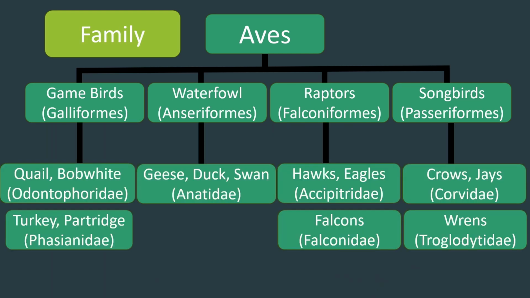Families would include more specific groupings of things, like how you would organize something on a bird list, or maybe if you like to organize your photos of birds this way, you're going to have things like crows and jays together, hawks and eagles, and then falcons separate, geese, ducks, and swans, turkey and partridge are together, and quail and bobwhite are together. Little more specific groupings like that make sense when you think about it.